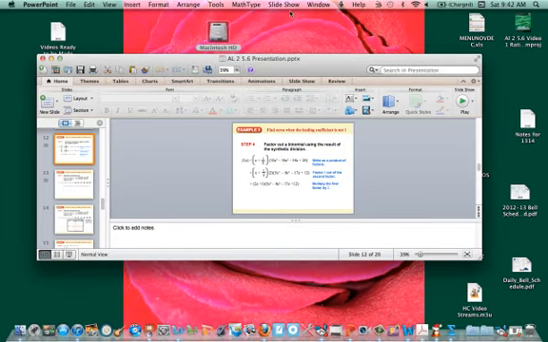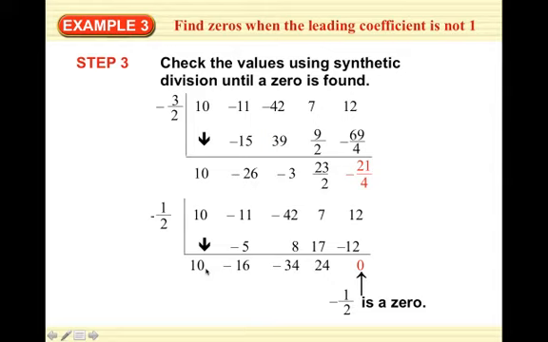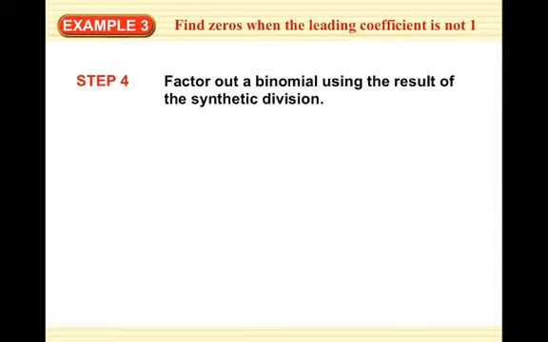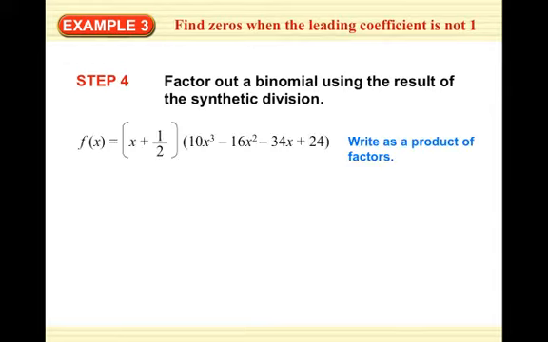We started off with x to the 4th, so this 10 is the coefficient of x cubed. And we just move on down the line. So we get 10x cubed minus 16x squared minus 34x plus 24. We still can't factor that, and we can't use the quadratic formula yet because this isn't a quadratic.